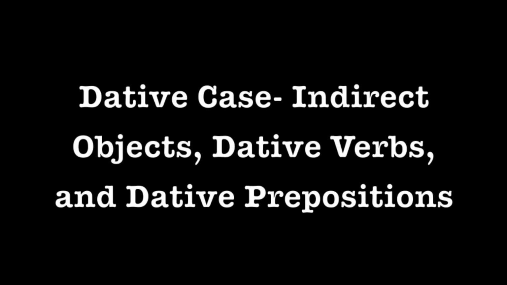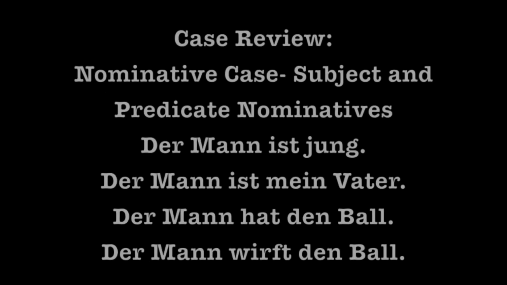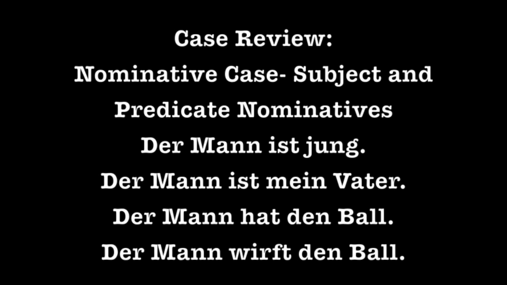Okay, today we're going to talk about the dative case as it's used with indirect objects, dative verbs, and dative prepositions. Before we get into the dative case, it's probably best if we do a little bit of a review of the other cases. The nominative case is used with a subject or predicate nominatives, such as Der Mann ist jung, the man is young.